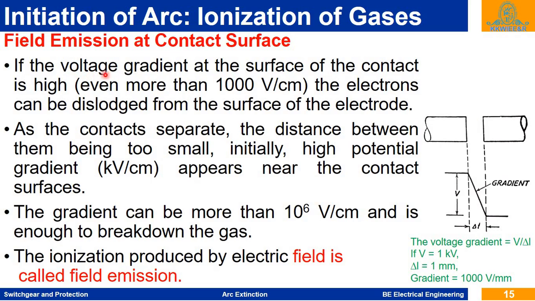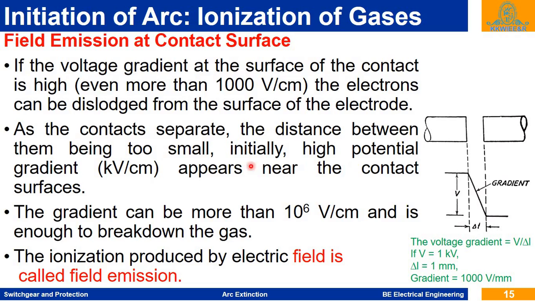When the voltage gradient at the surface of the contact is high, the electrons can be dislodged from the surface of the electrodes. Initially there is no gap, so the voltage across the contact is 0. As the contacts start separating, the voltage gradient increases with time. The voltage gradient is equal to V upon delta L, the distance between the contacts. If V is 1 kilovolt and delta L is 1 mm, the gradient is 1000 volts per mm.